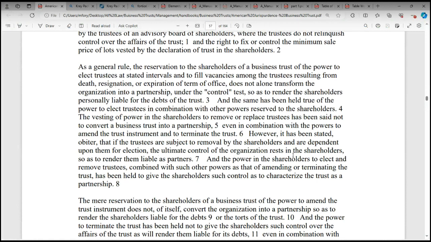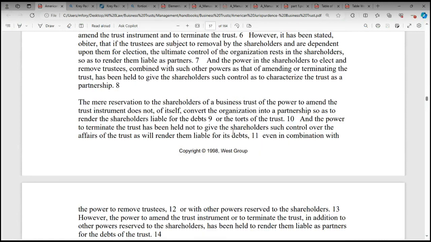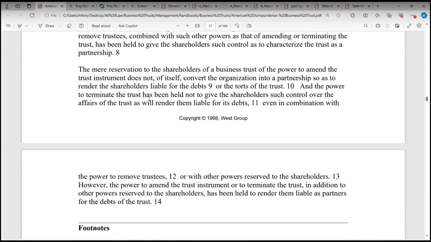The ultimate control of the organization rests in the shareholders as to render them liable as partners. And the power of amending or terminating the trust has been held to give the shareholders such control as to characterize the trust as a partnership. The mere reservation to the shareholders of a business trust of a power to amend the trust instrument does not, of itself, convert the organization into a partnership so as to render the shareholders liable for the debts or the torts of the trust. And the power to terminate the trust has been held not to give the shareholders such control over the affairs of the trust as will render them liable for its debts, even in combination with the power to remove trustees or with other powers reserved to the shareholders. However, the power to amend the trust or to terminate the trust, in addition to other powers reserved to the shareholders, has been held to render them liable.